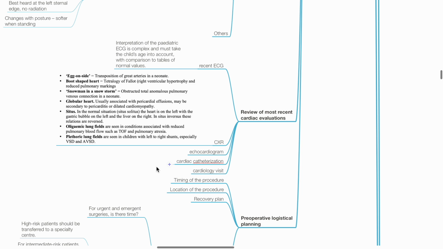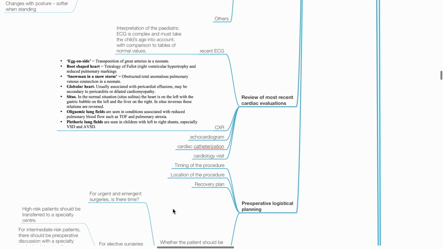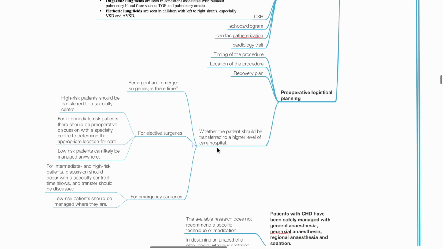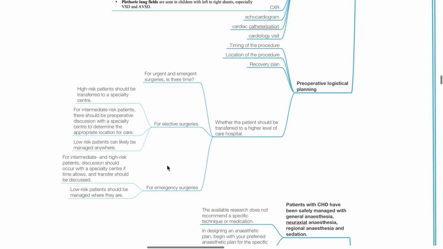visit. Pre-op logistic planning includes timing of procedure, location of procedure, recovery plan, and consider transfer to a higher level of care hospital. Assess whether there is time for transfer, especially for urgent and emergency surgeries. For elective surgery, high-risk patients should be transferred to specialty center.